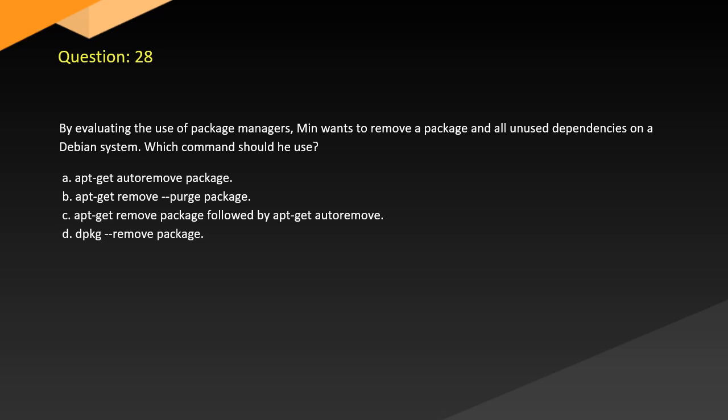Question 28. By evaluating the use of package managers, Minute wants to remove a package and all unused dependencies on a Debian system. Which command should he use? A. apt-get autoremove package. B. apt-get remove --purge package. C. apt-get remove package followed by apt-get autoremove. D. dpkg -r package.